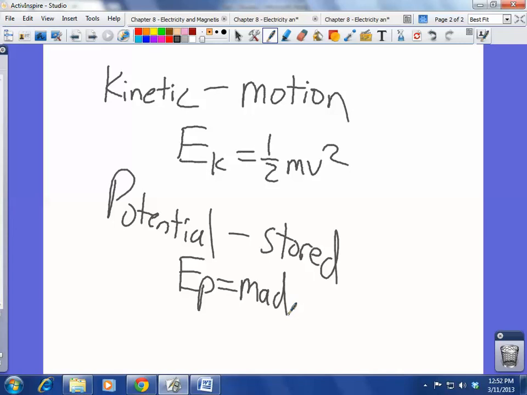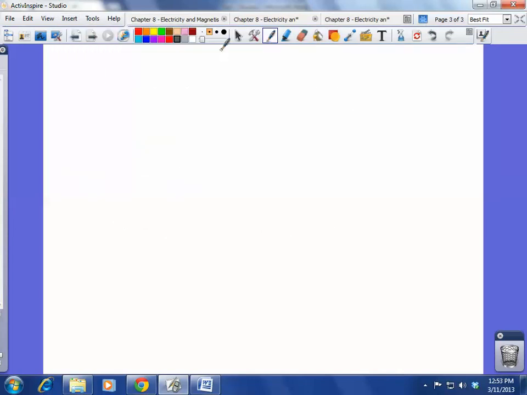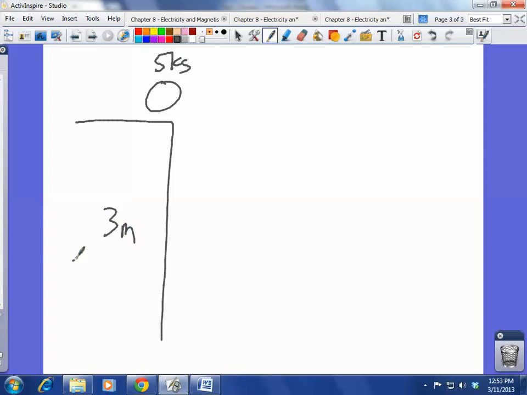Now the other important thing we talked about was the conservation of energy. What does it mean when I say energy is conserved? It's not created or destroyed. What this means for us is that if I start, let's say, a 5-kilogram bowling ball sitting on top of a 3-meter desk, how much potential energy does that bowling ball have? How would I figure that out?